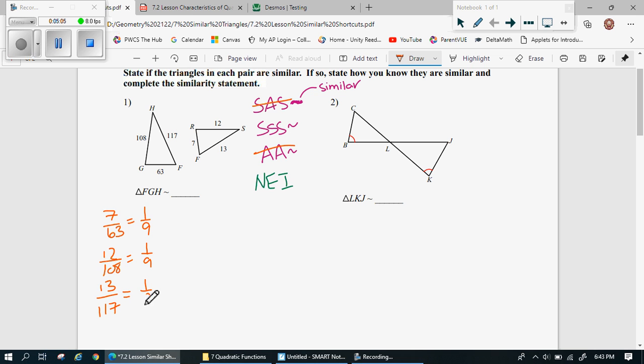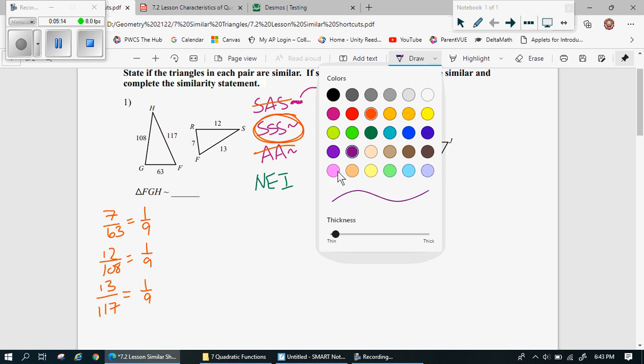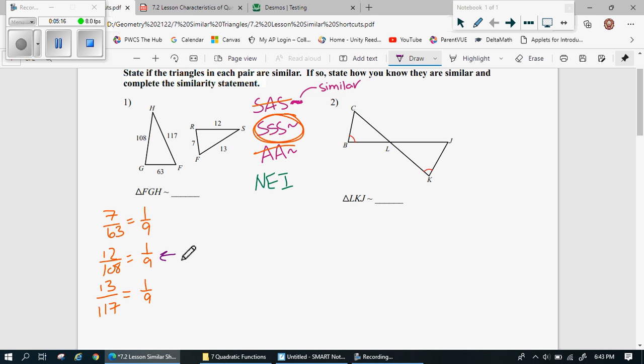So all three pairs of corresponding sides are in proportion. That means we have side side side similarity. This 1 over 9, by the way, is what we would call a scale factor.